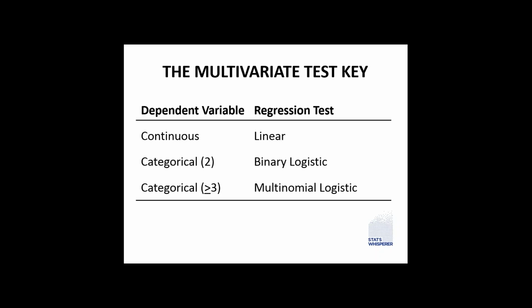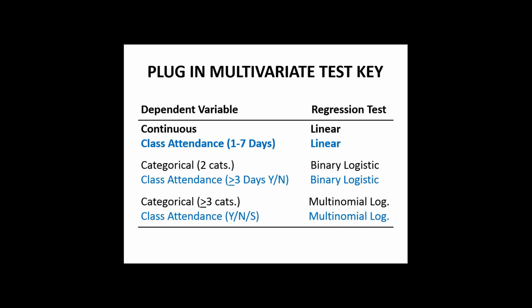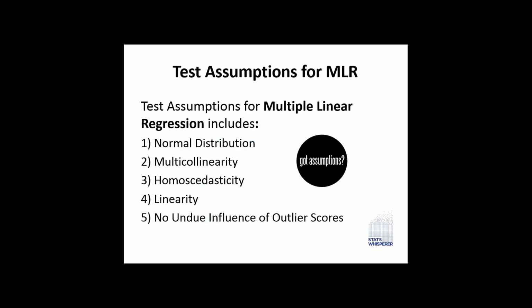So we break these down into a multivariate test case where we have the dependent variable on the left and the corresponding test to use on the right. So if it's continuous, linear regression; categorical of 2 categories, binary logistic; categorical with 3 or more categories, multinomial logistic. Right, so we just plug everything in here, and we see we're using class attendance measured on a continuous basis of 1 to 7 days. So linear regression is the way to go. So that's what we're going to do.